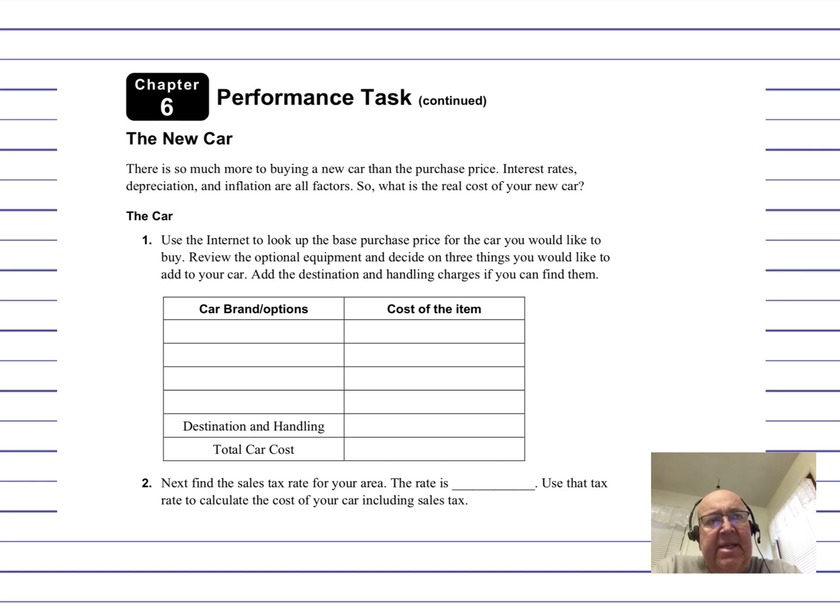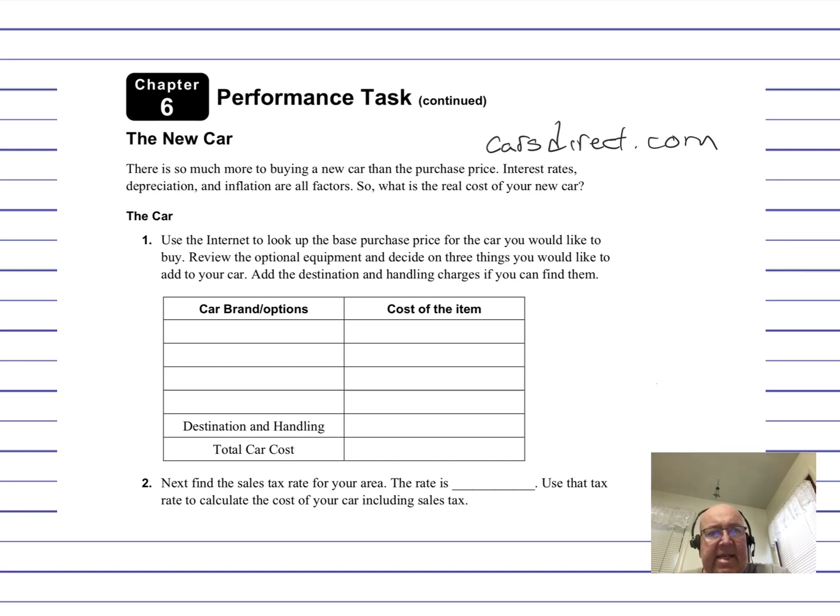I found it easiest to use carsdirect.com in order to do this. If you go to a dealership, it's going to ask you for personal information that they're going to try to use to sell to you. In carsdirect.com, you just need to enter your local zip code and then you can add the options you would like, add your destination and handling, which will be provided for you, and you can find the total cost of a car.